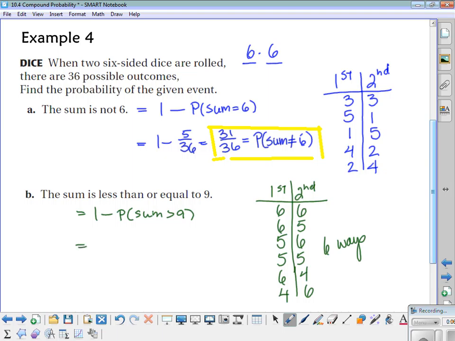So it's going to equal 1 minus 6 out of 36, which is 1 minus 1/6. And so that equals 5/6. So the probability that the sum is less than or equal to 9 is 5 out of 6.